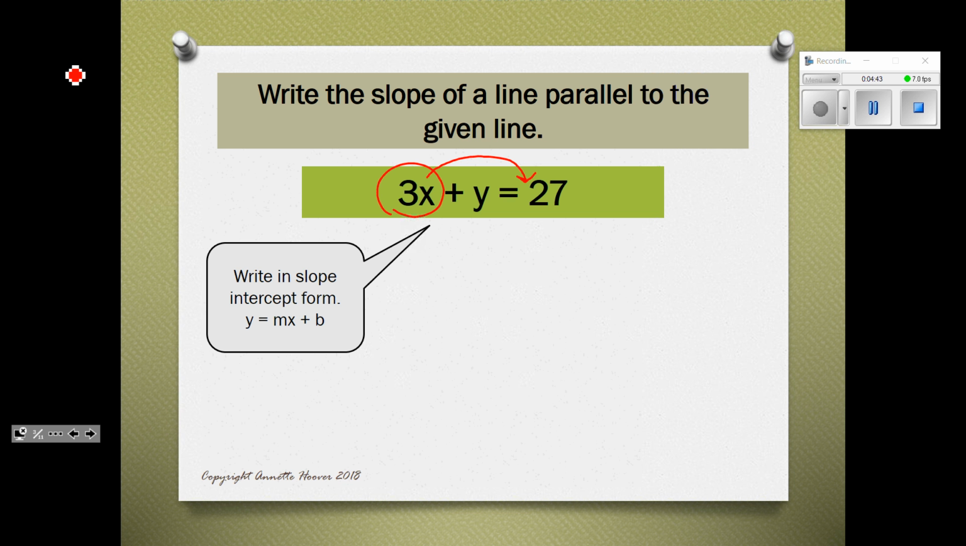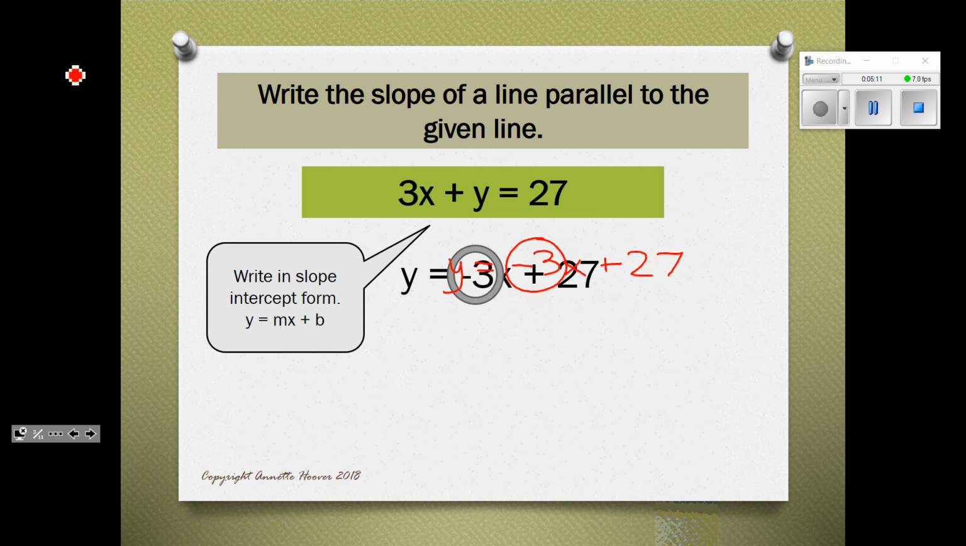When it does that, we have to use our inverse operation. So instead of a positive 3x, it's going to make it a negative 3x. So the y stays on the left. The 3x jumps the fence and becomes a negative 3x, and it tells the 27 to move over. So here it is in slope-intercept form. Once you have it in slope-intercept form, you can simply look at the slope right here. So the slope of any line that would be parallel to this one would be -3. So we just put it in slope-intercept form to figure that out.